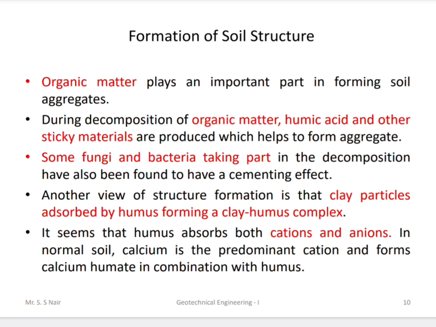In structure formation, soil particles are adsorbed by humus, forming a clay-humus complex. This humus adsorbs both cations and anions. In normal soil, calcium is the predominant cation and forms calcium humate in combination with humus. So basically these cations and anions are present on the clay particles.